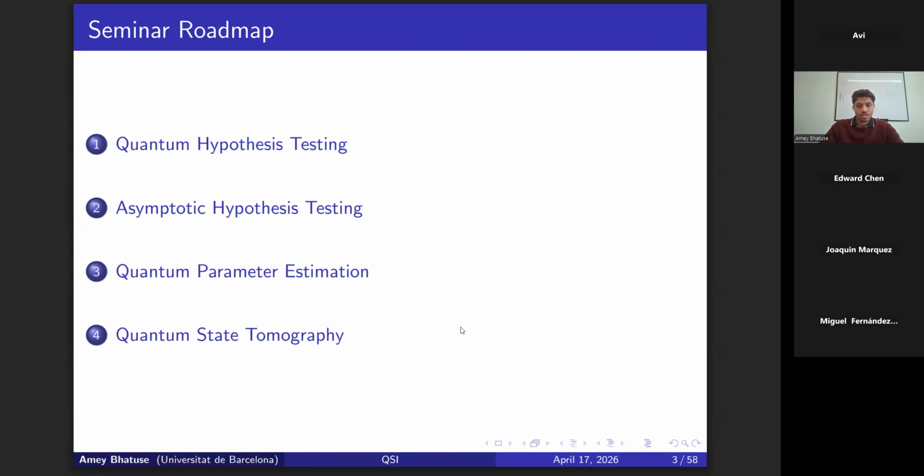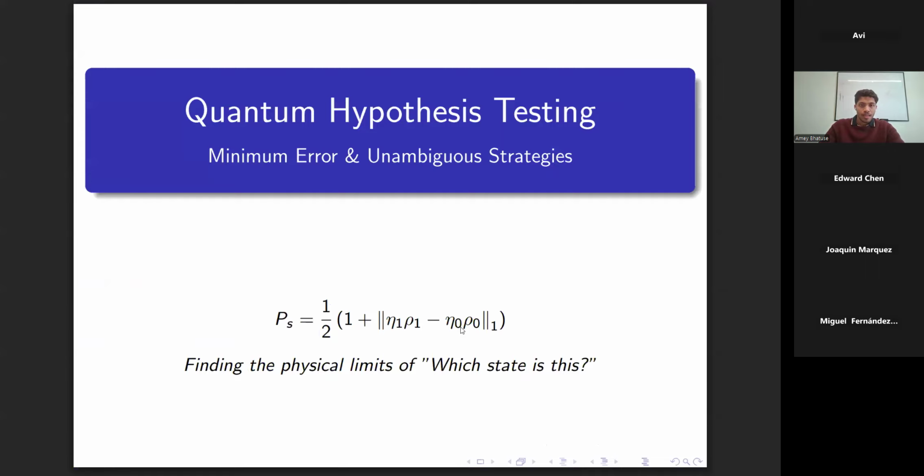So let's start with the first topic, which is quantum hypothesis testing. The basic question that we are trying to answer is, how can we find the physical limit of answering this question: which state is this? And now I will make it more clear.